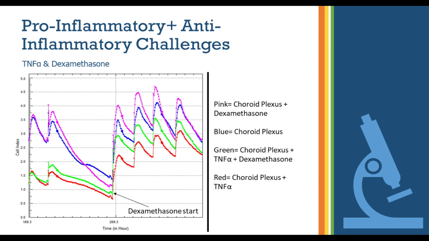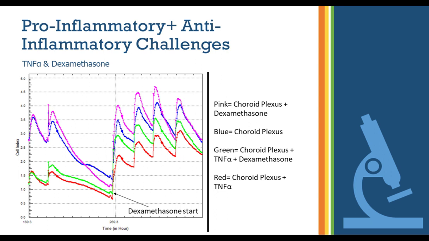Now, once you move past that divider line in the middle and you move to the right, you actually have 4 different conditions, because we took half of the control wells and half of the TNF-alpha wells, and we added dexamethasone, a steroid. The top trace is pink, which is choroid plexus and dexamethasone. Blue is just the choroid plexus plus media. Green is choroid plexus plus TNF-alpha and dexamethasone, and then red is the choroid plexus plus TNF-alpha. And as you can see here, again, red is the worst. That's choroid plexus plus the pro-inflammatory cytokine with no steroidal treatment.